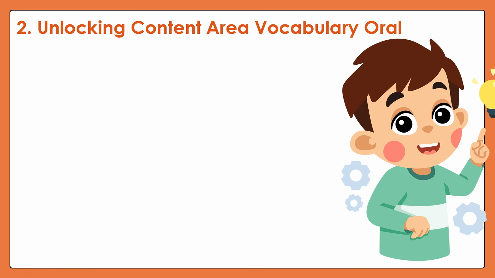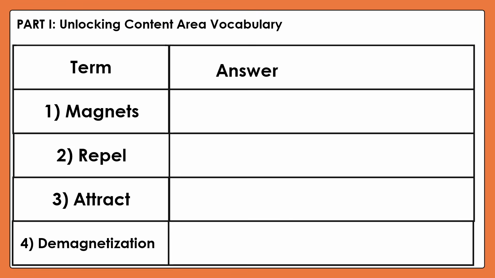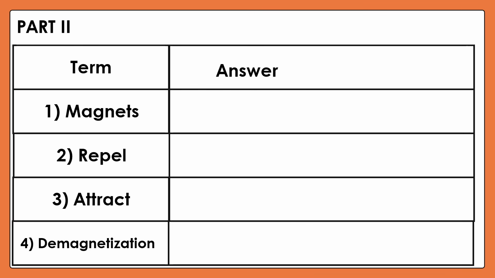Unlocking Content Area Vocabulary. Instructions. Using your homework, define the following terms. For part 1, here are the terms. First, magnets. Second, repel. Third, attract. Fourth, demagnetization. For part 2, let's answer.